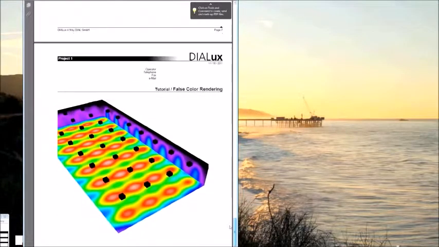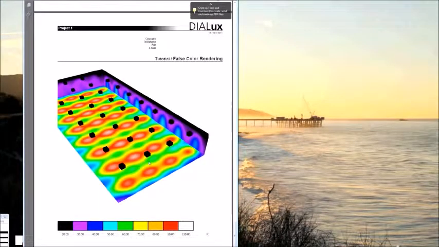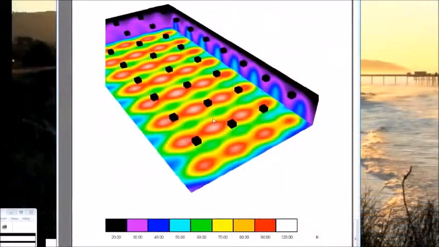And here is our false color rendering that gives a good visual representation of the light that you can expect. So here where you have the brightest, it'll be 120 foot candles. And then the red is represented by 90. And then this green area between the units is 60 foot candles, so still quite bright.